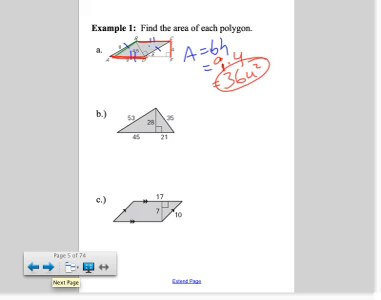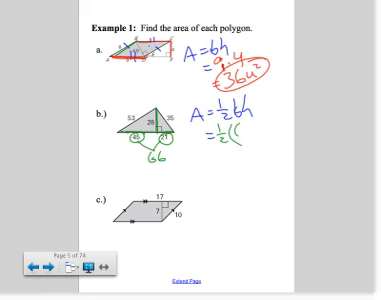Alright, example B. Again, it's a triangle. So as soon as you see a triangle, you probably want to write down A equals 1/2 base times height. And so now what we're looking at is, here's the height, right? I know it's the height because it's perpendicular. If I'm using that height, I have to use this base. And so I have 1/2. My base is going to be the sum of these two numbers. So 45 and 21 make 66.